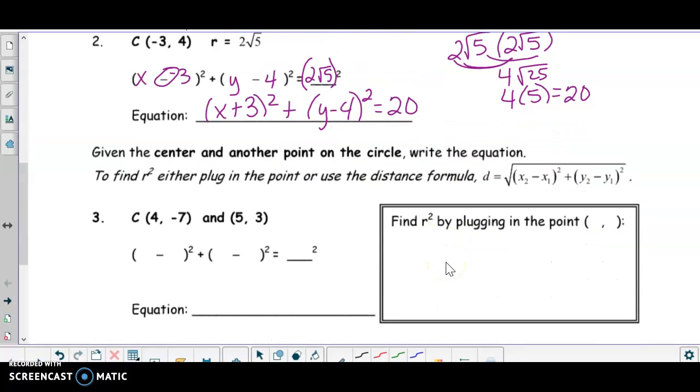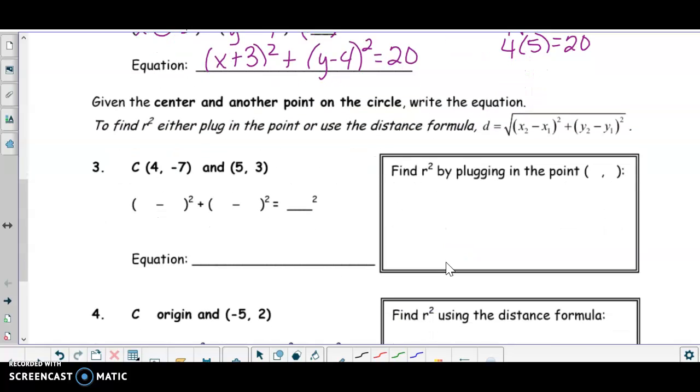Sometimes we're not given the radius and we have to use what is called the distance formula. You're going to see this a lot in geometry. Find the distance from the center to the edge of the circle, and that would be our radius. So we need to first identify and plug in to find that radius piece. So find r squared by plugging in some points.